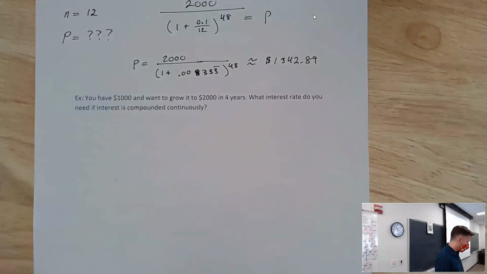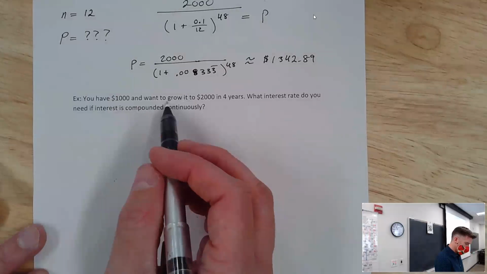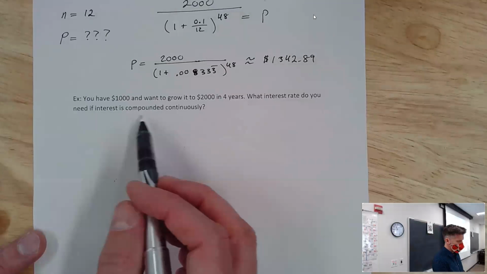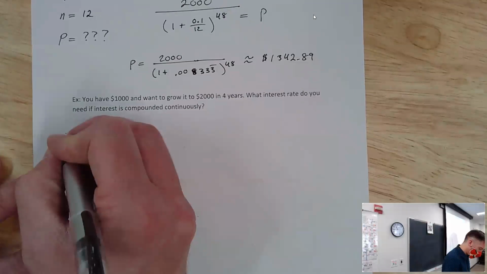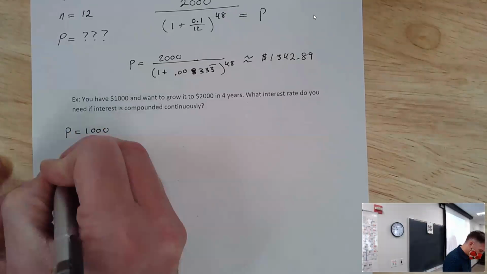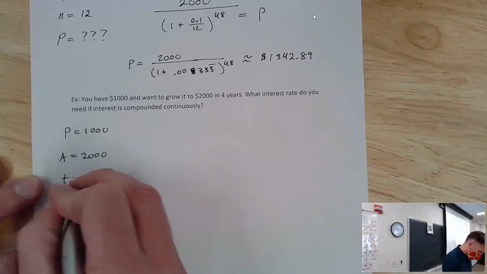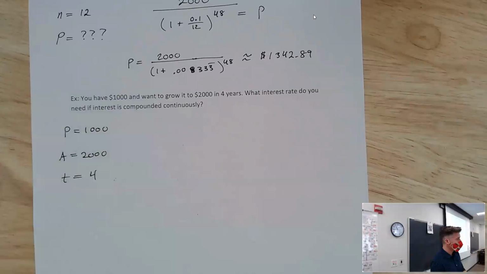Okay, one more question. You have $1,000. You want to grow it to $2,000 in 4 years. What interest rate do you need if interest is compounded continuously? All right, let's write down all the things. The principal is 1,000. The amount we want to have is 2,000. The time frame is again 4 years. We don't need to talk about how many times it's compounded because it's compounded continuously, and there's not going to be an n value showing up in the continuously compounded formula.